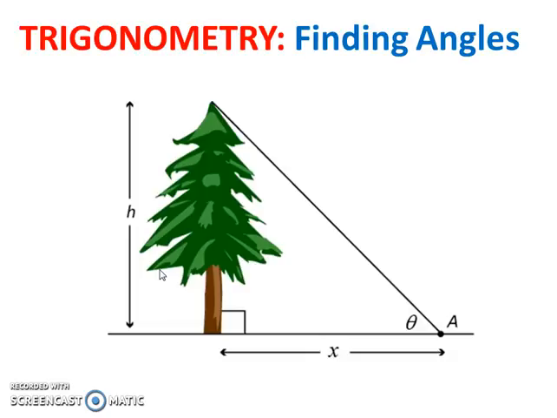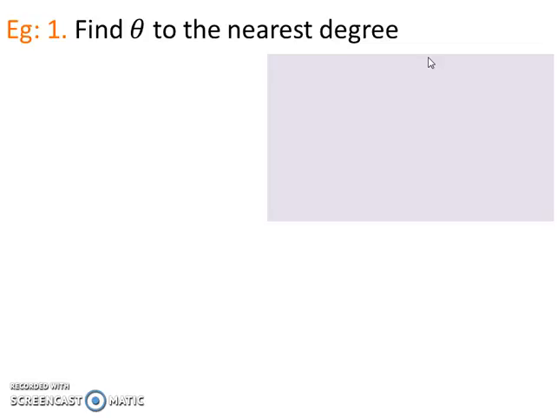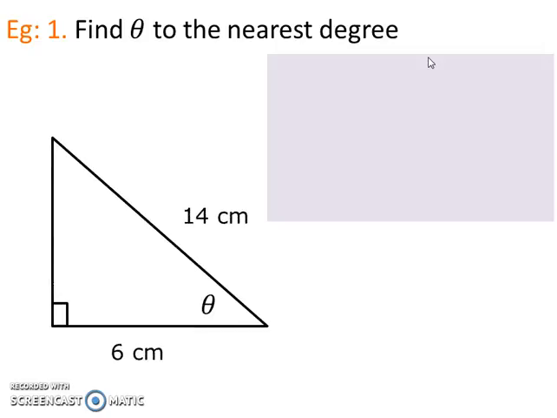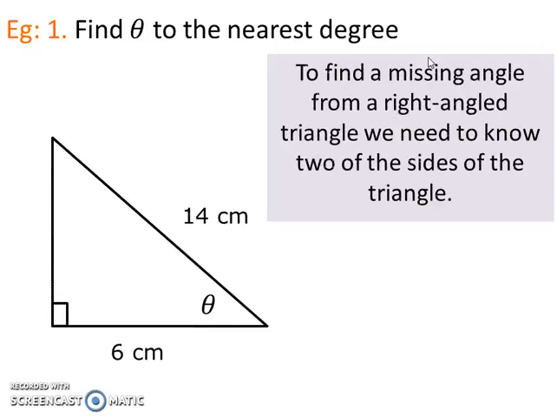So trigonometric ratios, using them to find angles. So can you put your heading down? Trigonometry, finding angles. Example 1, so find theta to the nearest degree. So here's your question. So what steps do we take?